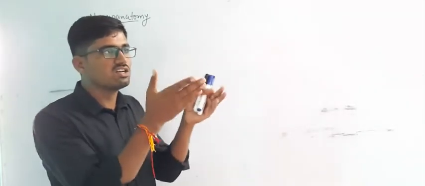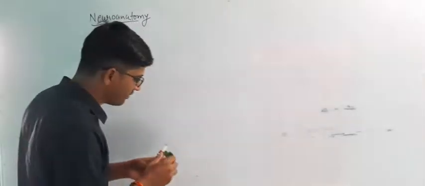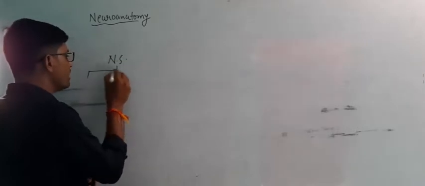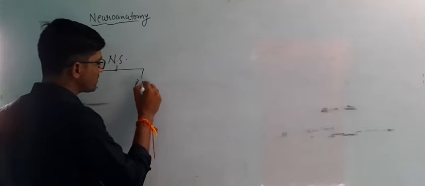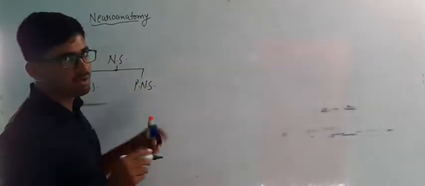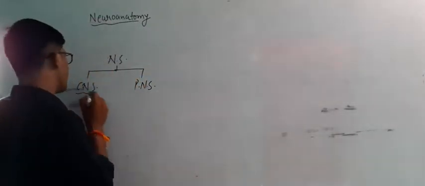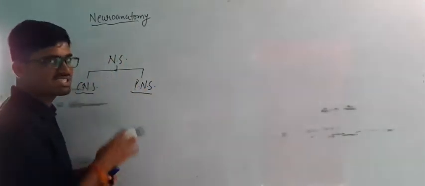The nervous system is divided into two parts: the central nervous system and the peripheral nervous system. I am starting with the very basics of neuroanatomy. The functional things I will discuss later.